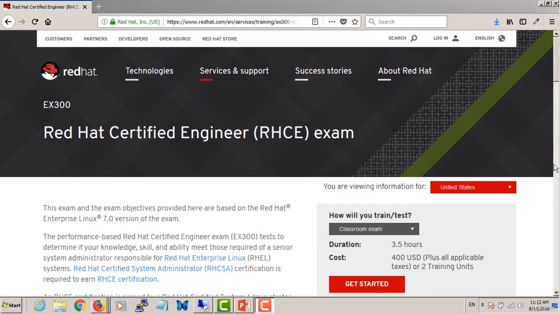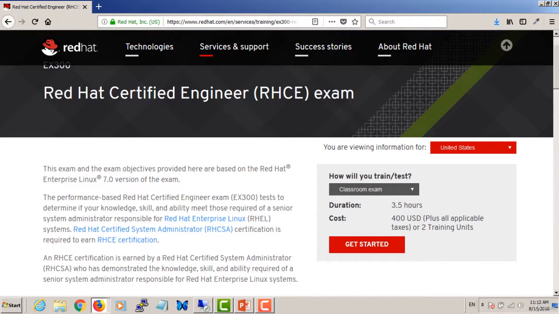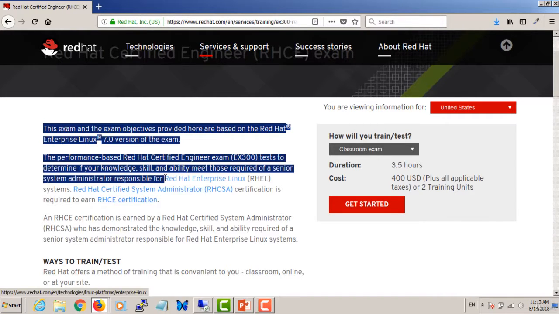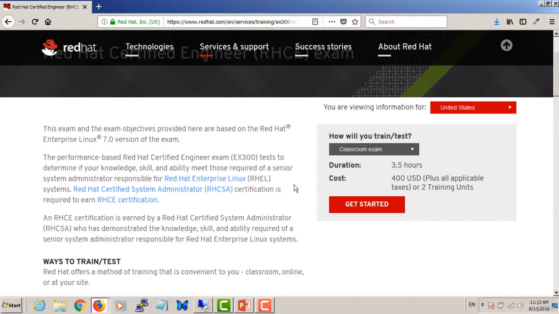I'm currently logged into Red Hat's website, which has the information about the exam. This is a performance-based exam and the duration is 3.5 hours. Cost as of August 2018 is $400 USD, and the test number is EX300. And the test determines if your knowledge, skill, and ability meet those required of a senior system administrator responsible for Red Hat Enterprise Linux. So this is a senior level course.